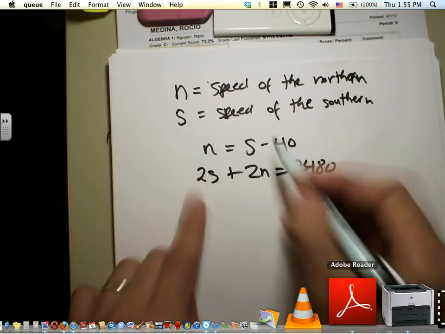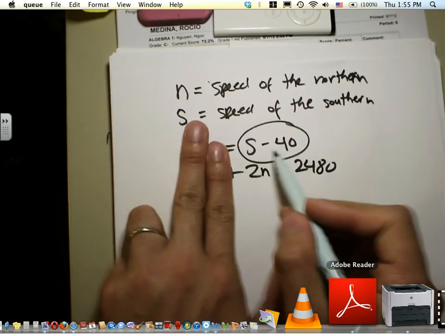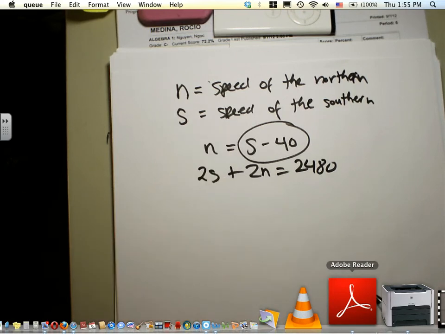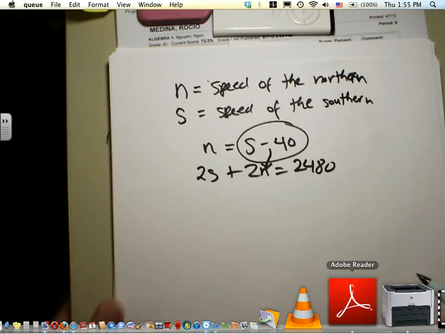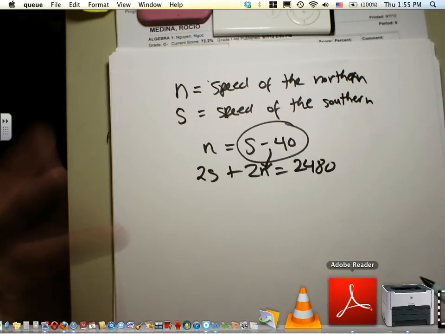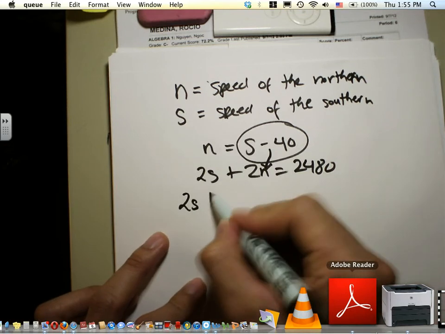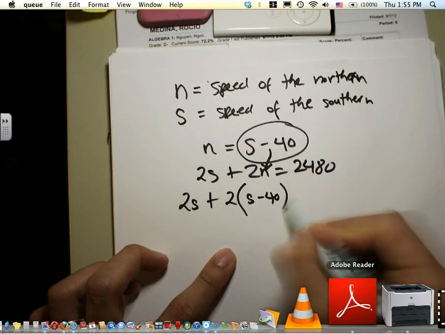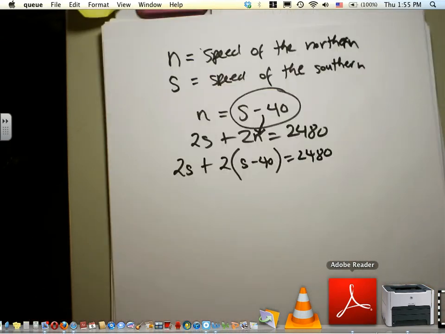Substitution. But look, isn't N already solved for? N is basically this, right? So that means every time we see an N, we can replace N with S minus 40. So technically, can we just take this whole thing and substitute it into N? So it's better if we use substitution. You see it? So let's substitute it. I have 2S plus 2 times (S minus 40) equals 2,480. Any questions right there? Let me know.